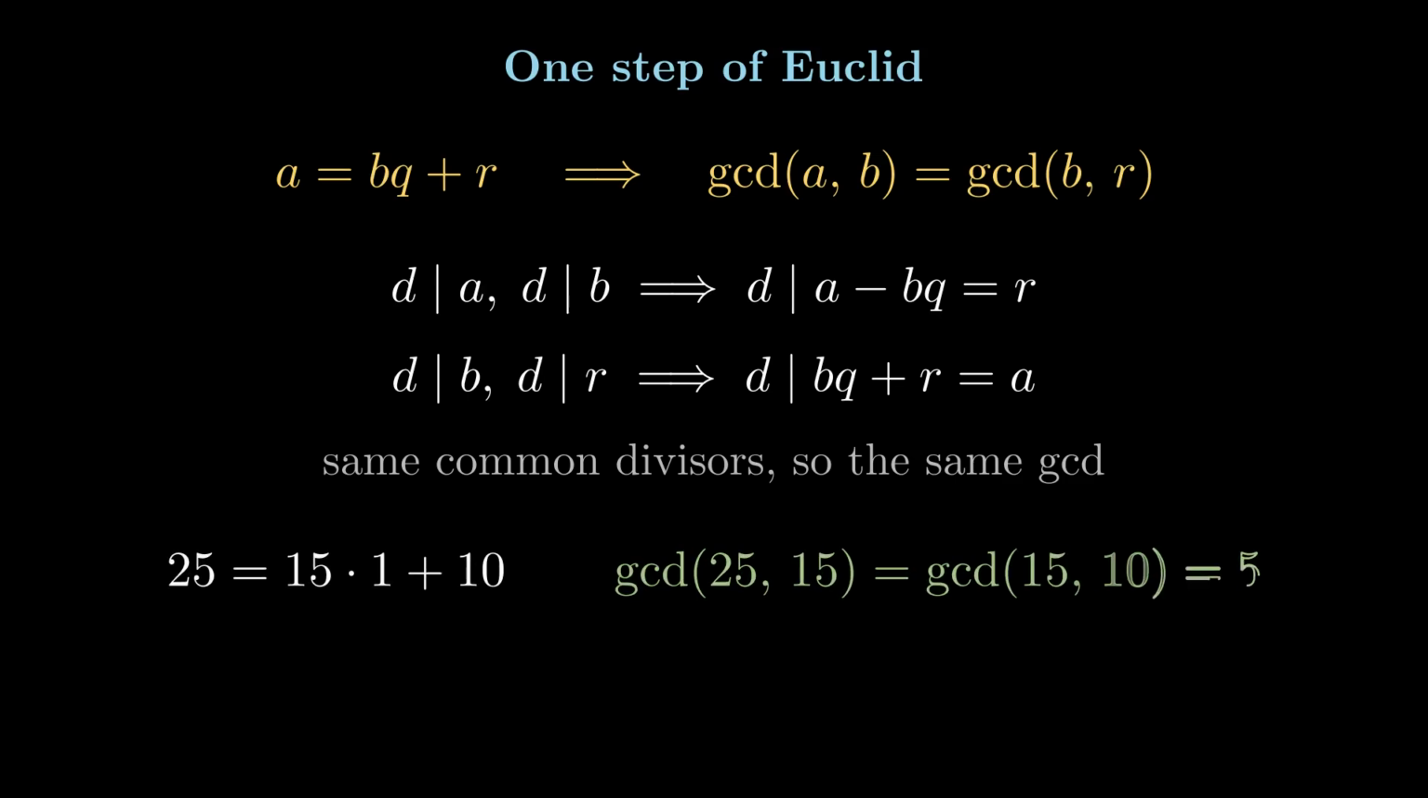Hence, their greatest common divisor is also the same. Check it on 25 and 15. The remainder is 10, and both pairs have a greatest common divisor of 5.